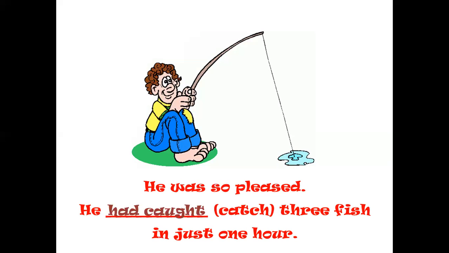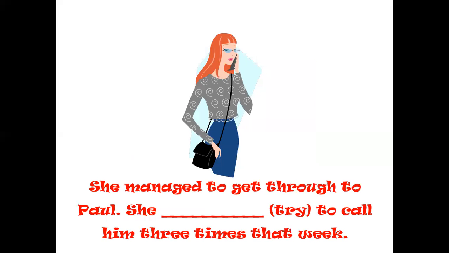Had been catching fish all the night. Okay, so had caught three fish. The result is 3 fish. She managed to get through to Paul. She tried to call him 3 times. Again, we have the result 3 times.